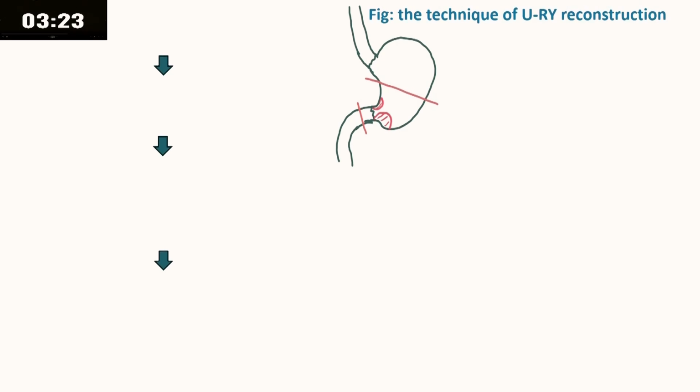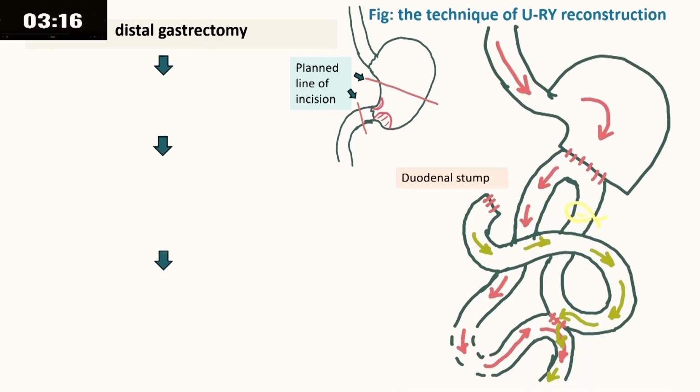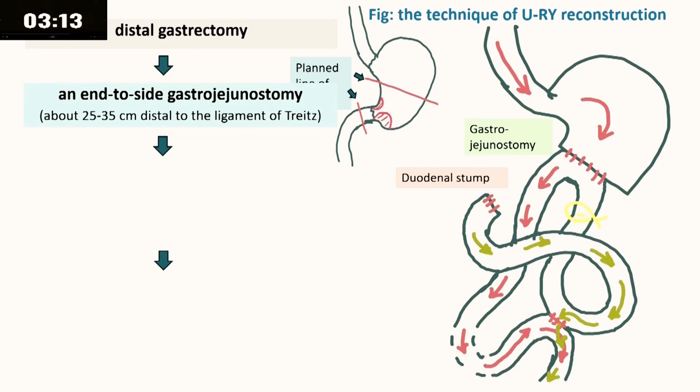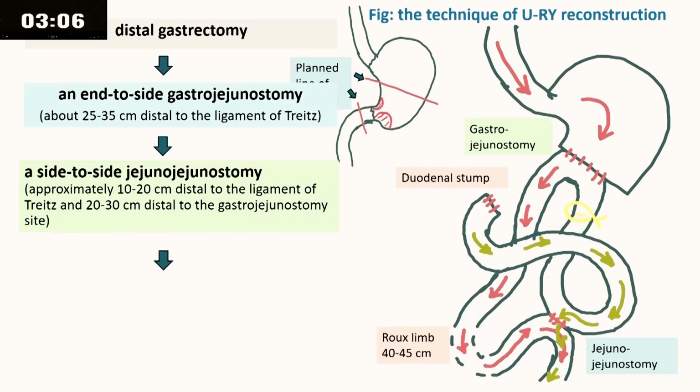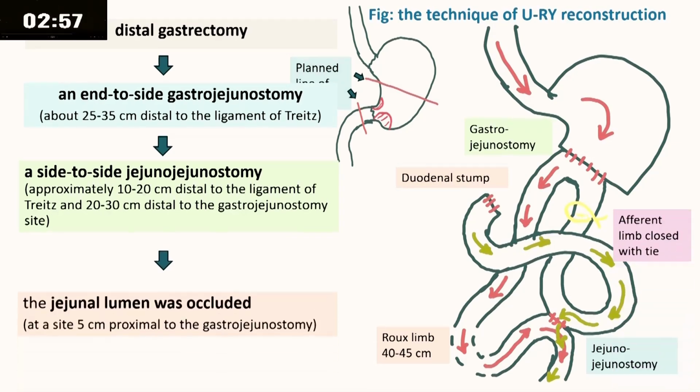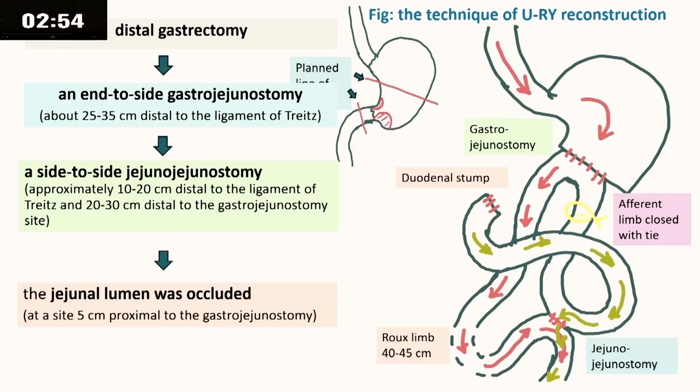So this is the technique of uncut Roux-en-Y reconstruction. We do first the distal gastrectomy, and you see the planned line of incision. Then we do the end to side gastrojejunostomy, about 25 to 35 centimeters distal to the ligament of Treitz. Then we do a side to side jejunostomy, approximately 10 to 20 centimeters distal to the ligament of Treitz and 20 to 30 centimeters distal to the gastrojejunostomy site. And finally, the jejunal lumen is occluded at a site 5 centimeters proximal to the gastrojejunostomy.